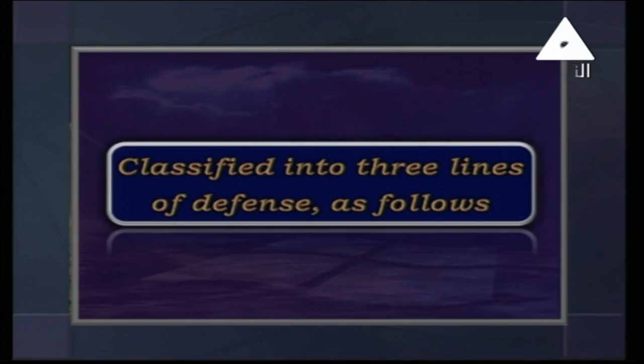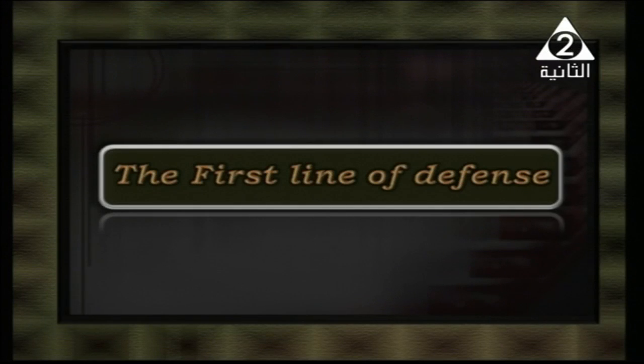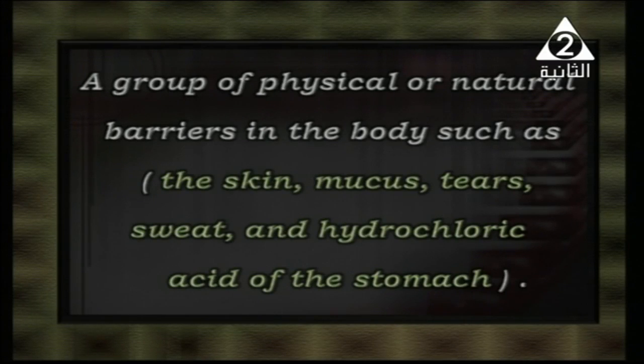And we can classify it into three lines of defense, as we are going to discuss. The first line of defense that we have is a group of physiological or natural barriers inside your body, such as what? Like your skin, like mucus inside your nose, like tears, like sweat that's secreted by sweat glands from the skin, like hydrochloric acid that's secreted by your stomach for digesting food. Those are called natural barriers. They are part of the structure of your body, and they are also the first line of defense against the pathogens.